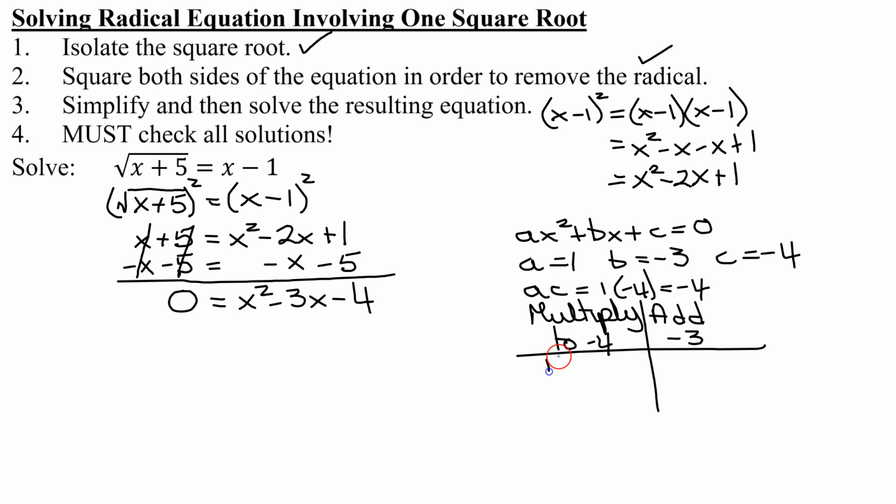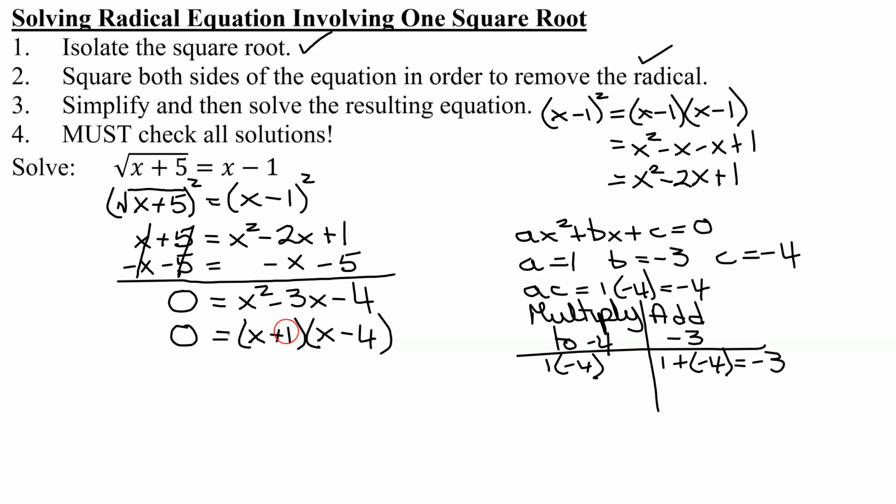So let's start with 1 and negative 4. Those multiply to negative 4. And what does 1 added to negative 4 give? Great, negative 3. That's the number I'm looking for. So these are my factors since a was equal to 1. So I have 0 equals x plus 1 times my second factor, x minus 4. So now I've factored it.